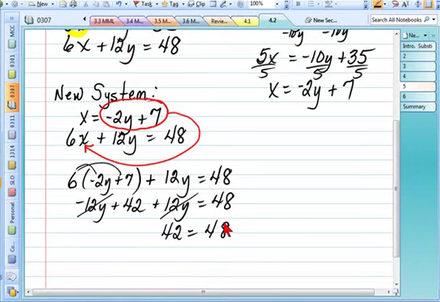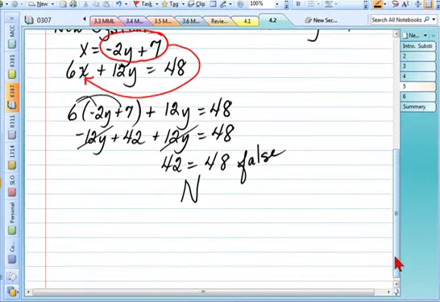Now, do you remember this happening to us back in chapter 3? No, it was chapter 2, I'm sorry. Back in chapter 2, we solved equations, and once in a while, the variables dropped out. We checked the statement that was left over. Now, 42 equals 48. No, this is a false statement. Do you remember that when a statement was false, you had no solution? So this is a no solution.